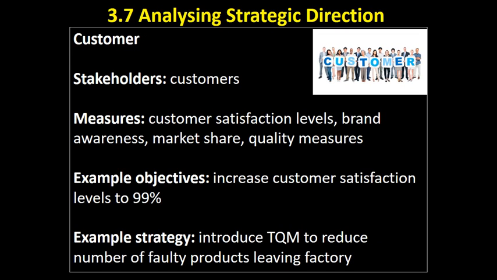Underneath the customer heading of the scorecard, we would obviously consider our customers. They're the main stakeholders. What might we measure? Customer satisfaction, brand awareness, our market share. We might look at the quality of our product. An example objective would be to increase customer satisfaction as measured by surveys to 99%. And we could introduce total quality management to reduce the number of faulty products.